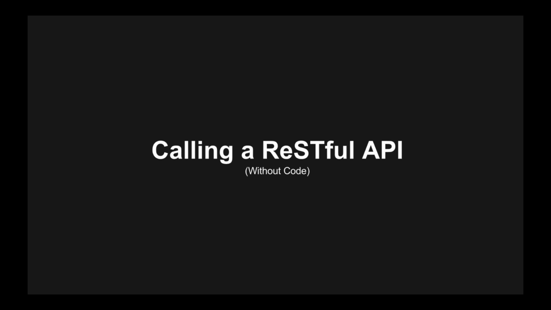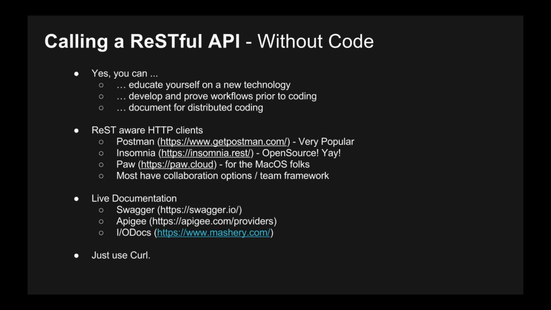I will say though that there are so many tools out there. It's not hard, and obviously there's a lot of information on this slide too. But all of these tools make it really easy to minimally understand what an API is. How do I use it? What's it do for me? So quick drilling down this slide. Yes, you can educate yourself on a new technology. You can develop and prove workflows prior to coding, like the whiteboarding example that I mentioned earlier. And you can document that stuff for distributed coding.